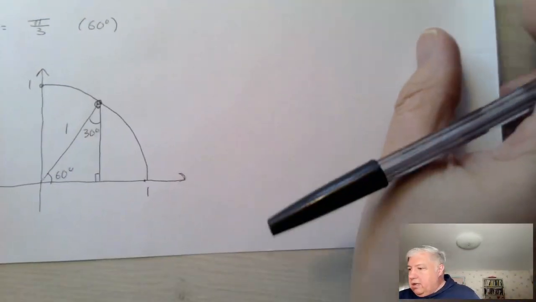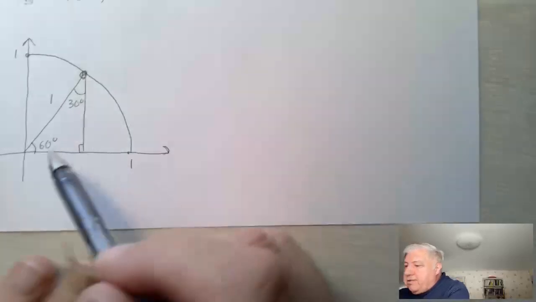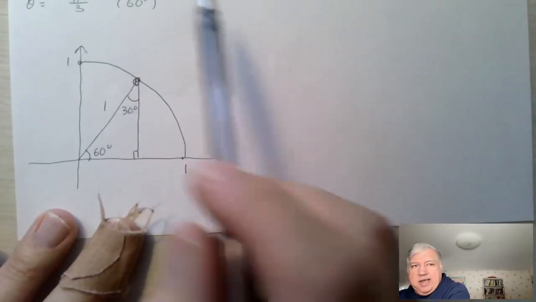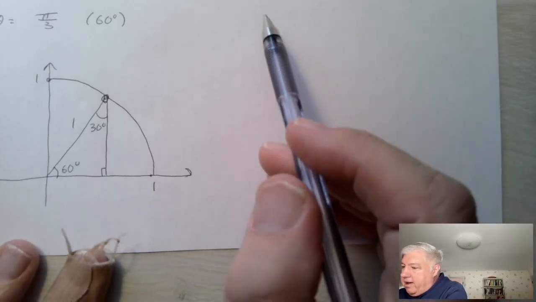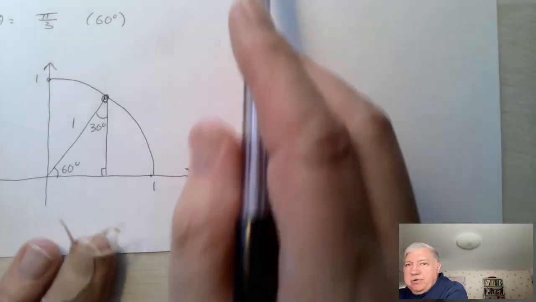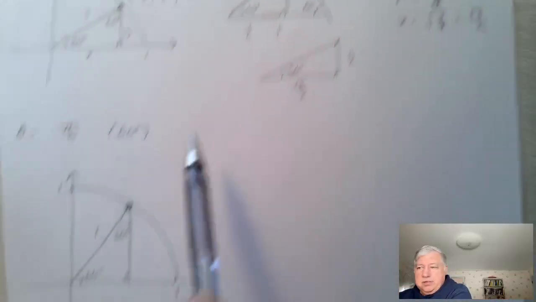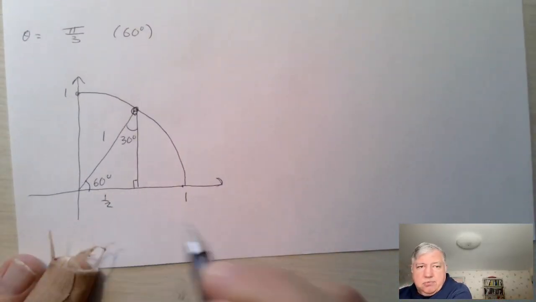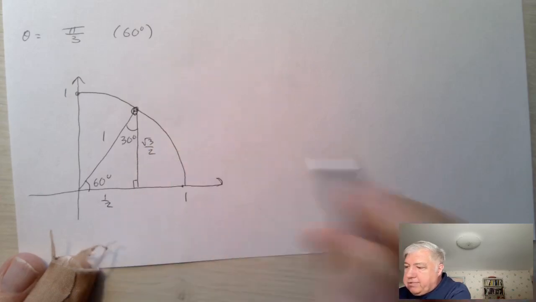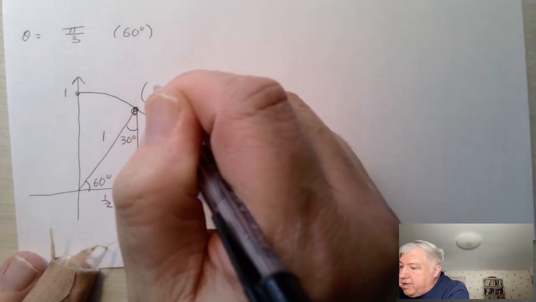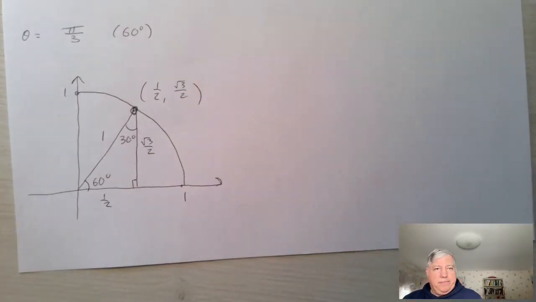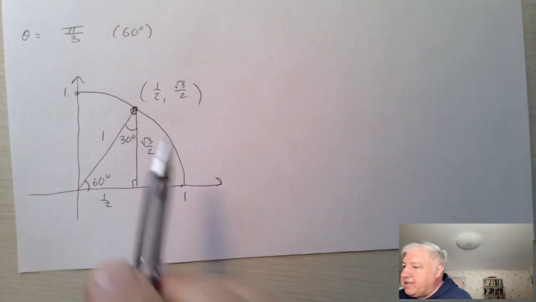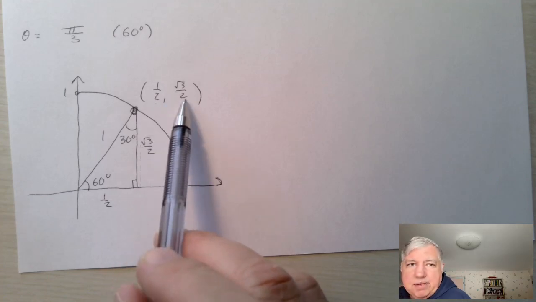For 60 degrees, we can basically use this. Notice that this triangle is basically the same thing as this triangle. It's just in a different place. So we can transfer this to here, and we know that this distance is 1/2. We know that this distance is square root 3/2, right? So this point is 1/2 comma square root 3/2. And so that means this will be the cosine of 60, this will be the sine of 60.